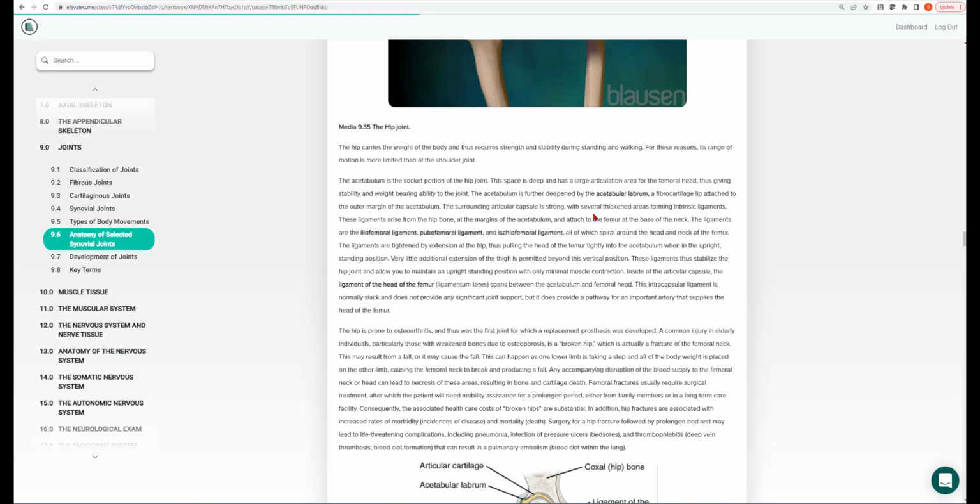In the coxal joint, there are four important ligaments for you to know. There's the iliofemoral ligament. It's going to go from the ilium to the femur. The pubofemoral ligament from the pubis to the femur. And the ischiofemoral ligament from the ischium to the femur. In addition, there is a ligament that attaches to the head of the femur at a little spot called the fovea capitis.